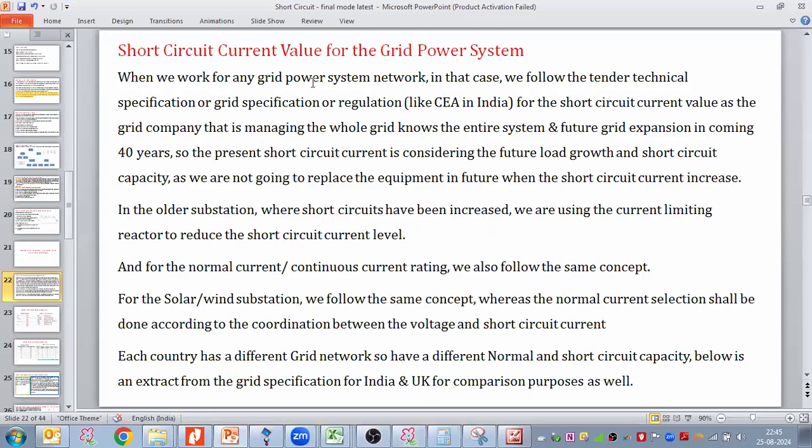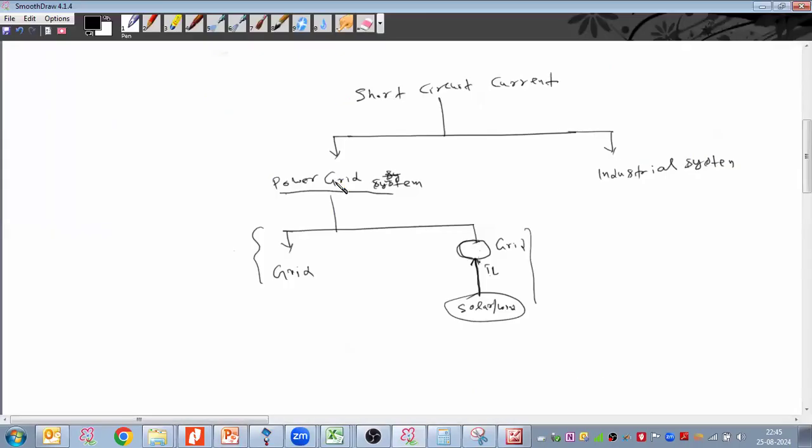So when we work for any grid power system network, grid power system means whether we are working for any grid substations, a project by PGCIL, or a project by any utility like UPPCL, MSETCL, any utility that has released a project in the market. You are working anywhere in the grid, power grid. I'm combining both.